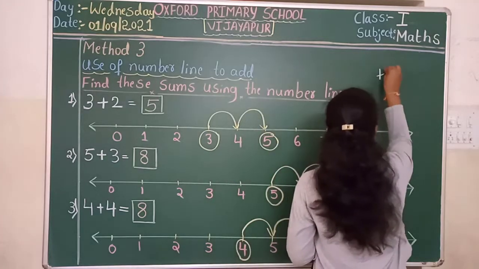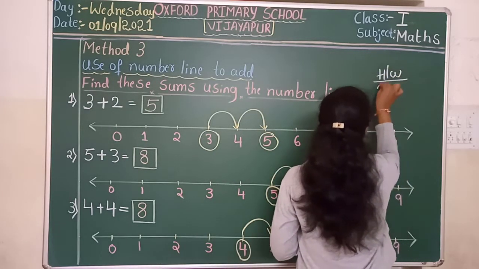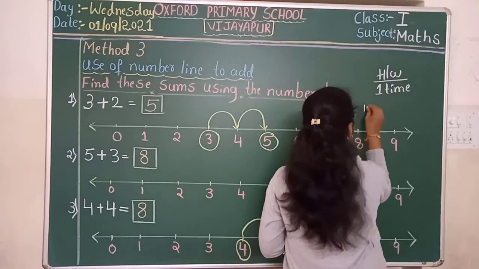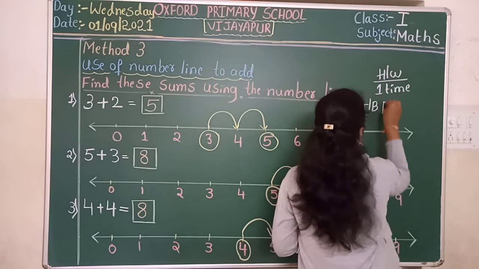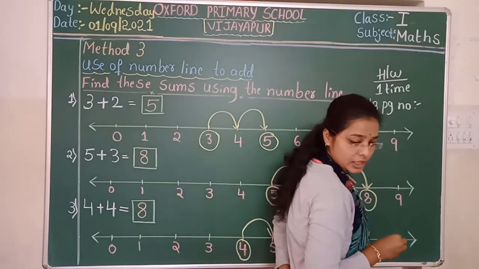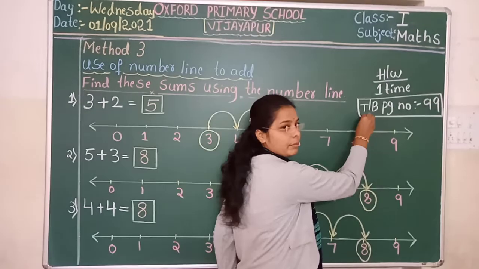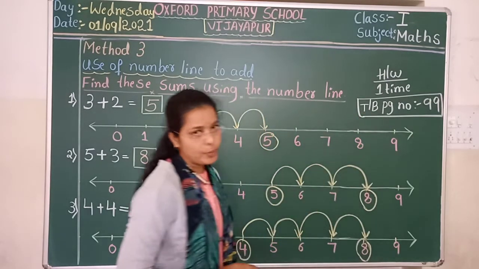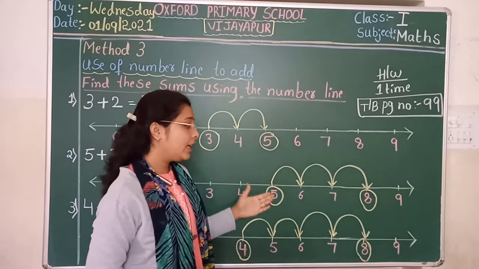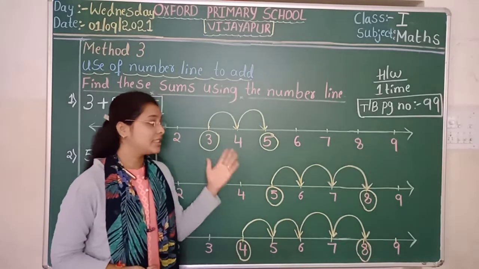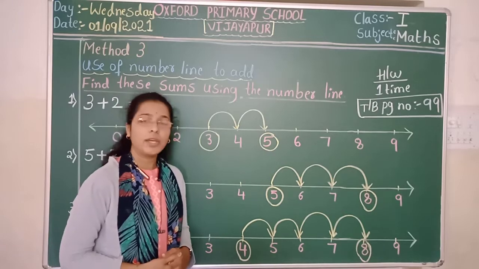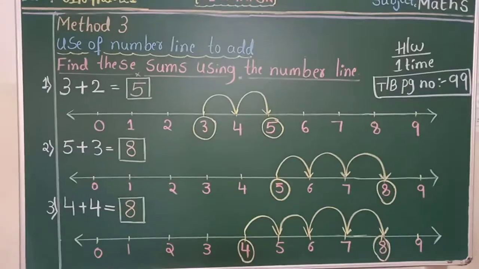What's your homework? At first, copy down in a notebook for one time. After this one, children, you have to open the textbook page number 99. Page number 99 you have to open, okay, with the help of a ruler, otherwise scale. Very neatly draw the number lines, and these 3 examples you copy down in a notebook. Then open the textbook page number 99.